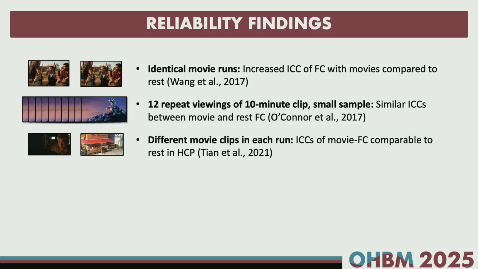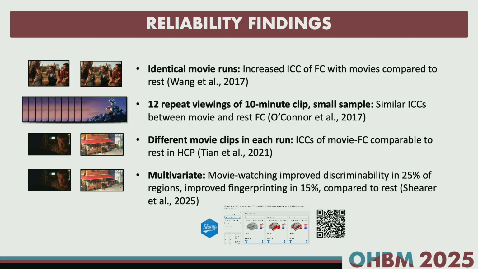Those were all univariate, using the intraclass correlation coefficient, but there are also some multivariate measures that we can use to try to get at the reliability of patterns in this data. We looked at this earlier this year and found that movie watching improved discriminability, which is one of those measures, in 1/4 of brain regions, and improved the fingerprinting in 15% of regions in movies compared to rest. I'm happy to talk about the multivariate measures more later at the table if anyone's interested.